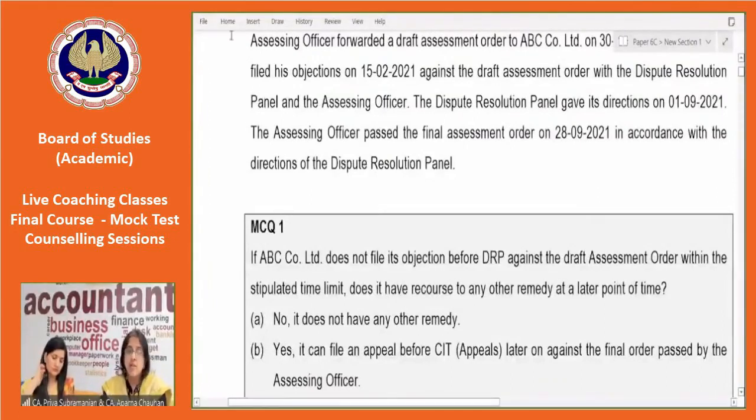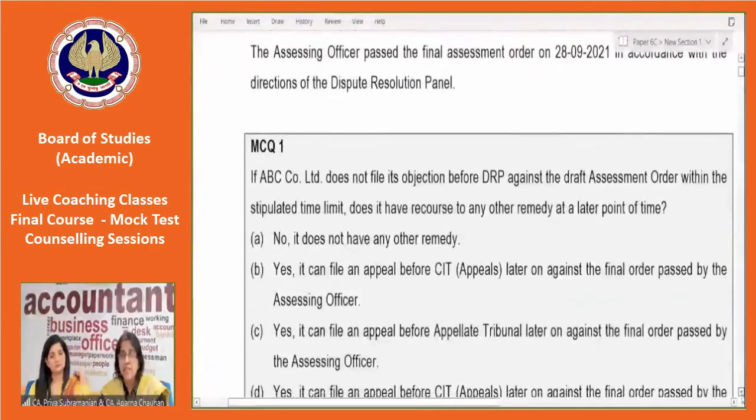So that is the MCQ. If ABC Company Limited does not file its objections before the DRP against the draft assessment order within the stipulated time limit, does it have recourse to any other remedy at a later point of time? So the options are: no, it does not have any remedy. Yes, it can file an appeal before CIT appeals at a later point of time, or later on against the final order passed by the assessing officer.